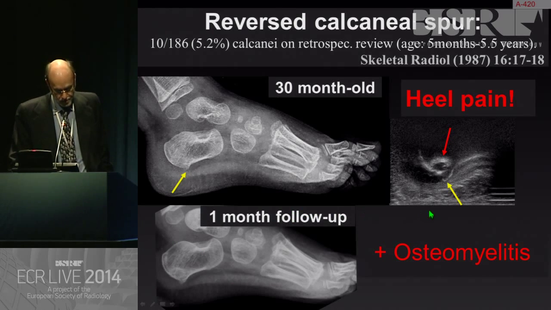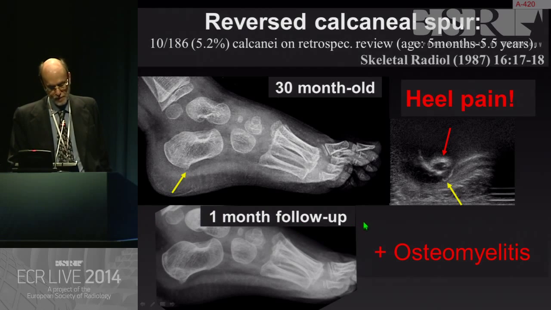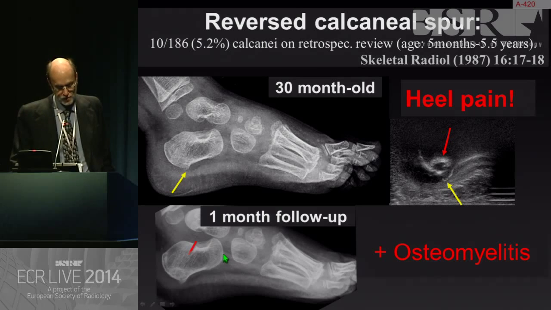And the patient was put on antibiotic treatment, and this one month follow-up radiograph showed some partial response with this sclerotic area, but the reverse calcaneal spur was almost unchanged. So it was a normal variant, but something coexistent with this normal variant.